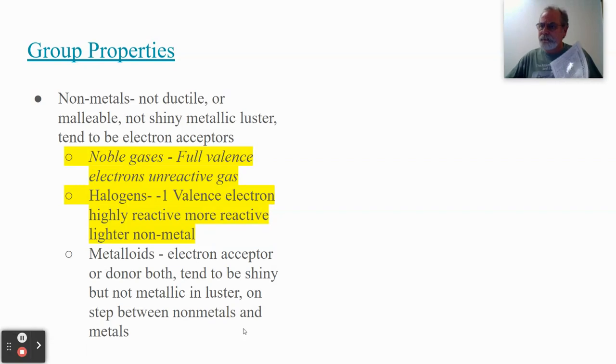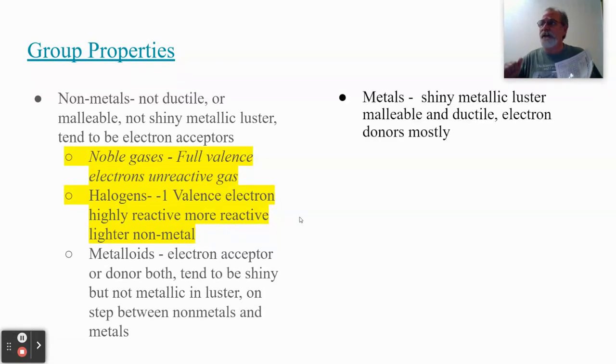Now, it's the next step to the metals. Now we're going to go into the metals. What makes a metal a metal? Well, metals are shiny, metallic luster, malleable, ductile, electron donors mostly, and they conduct electricity. All of them will conduct electricity. Maybe some conduct electricity better, like copper is one of the best conductors.